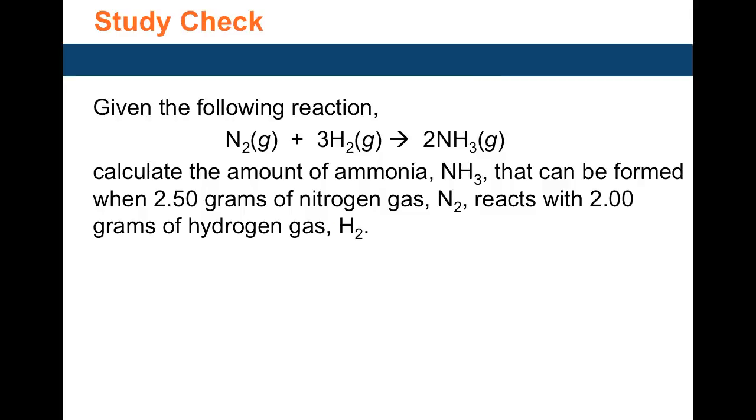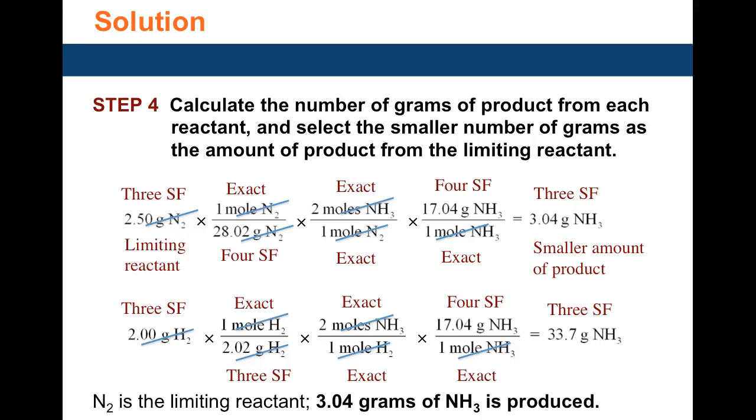So first thing is to convert the grams of nitrogen into moles of nitrogen, and then same thing for hydrogen. And when you do that, you go from grams of nitrogen to moles of nitrogen, and then to moles of ammonia, and then to grams of ammonia. And so you get 3.04 grams of ammonia, the smaller amount. When you do the same thing for hydrogen, you get 33.7 grams of ammonia. So therefore, nitrogen is the limiting reactant because you're getting the smaller amount of ammonia with nitrogen.